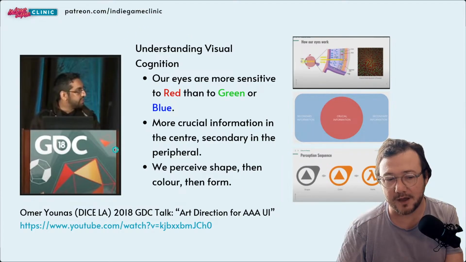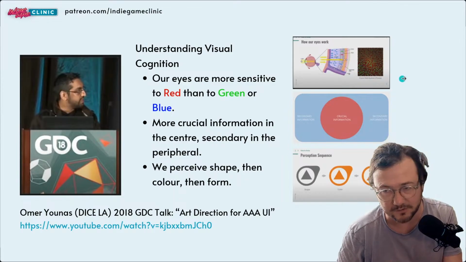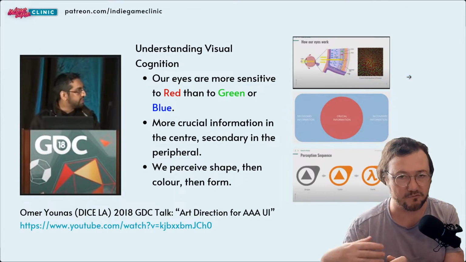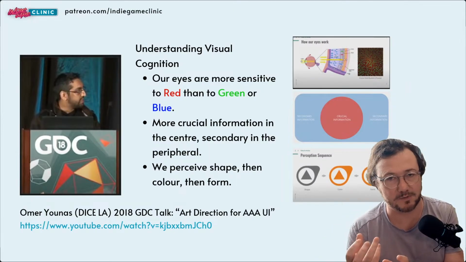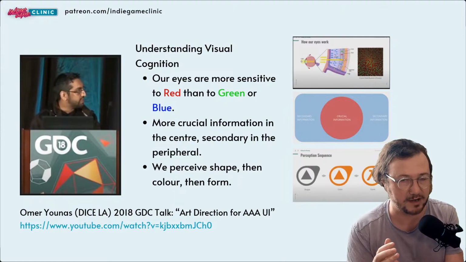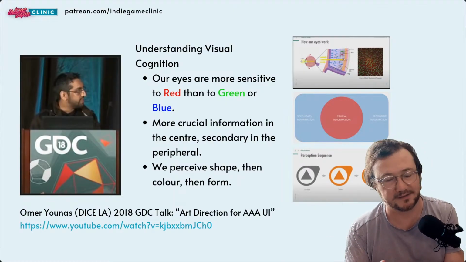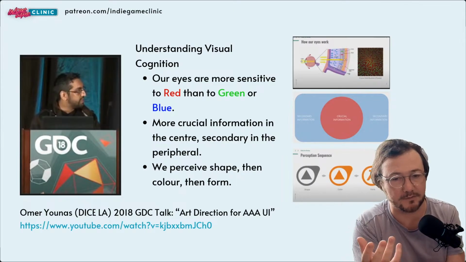And then Yunus takes us into thinking about visual cognition, which is the science behind how our eyes work. So one of the reasons why red draws the eye is because the cones in our eye are more sensitive to it, right? There are more of them closer to the center. I'm not entirely sure of the exact science, but that means that red stands out more in an image. And it means that yellow also stands out more in an image because yellow is a combination of red and green, right? So yellow stands out more than blue and stands out more than green, and then red stands out the most, right?